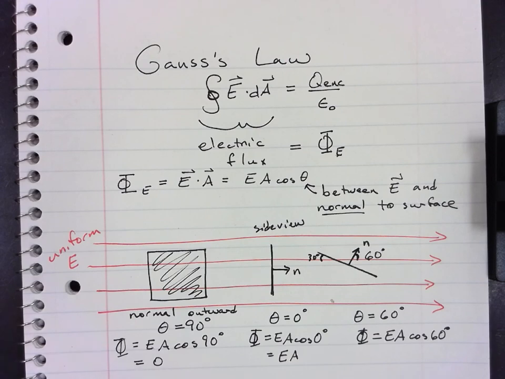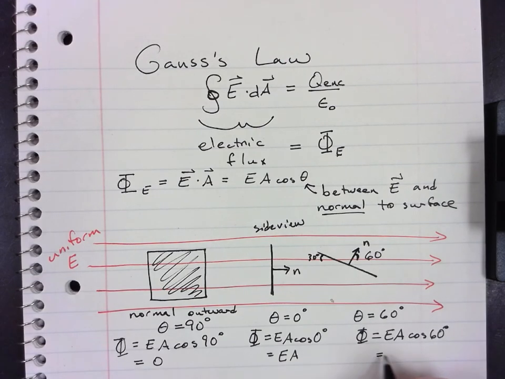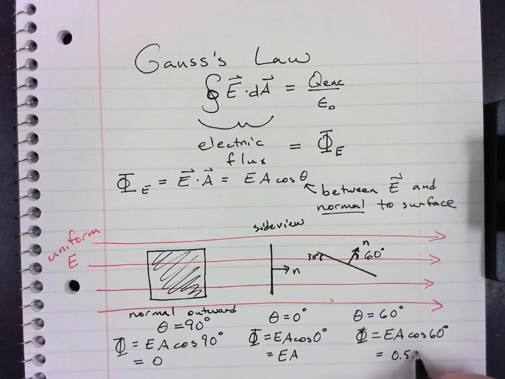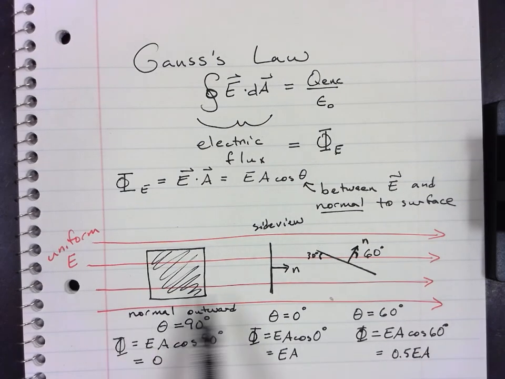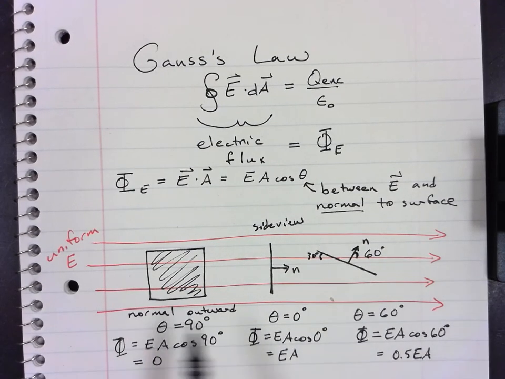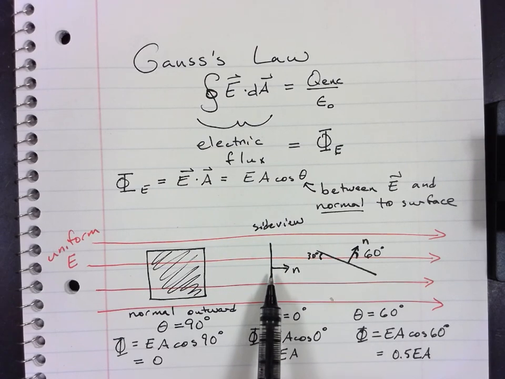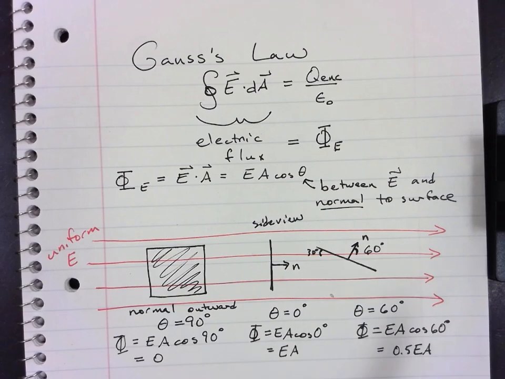So cosine of 60 is 0.5. So this would be 0.5 times EA. So if these are all the same square, we get the most flux if it's oriented so the lines pierce through the surface. We get some if it's tilted, and we get none if it's flat.